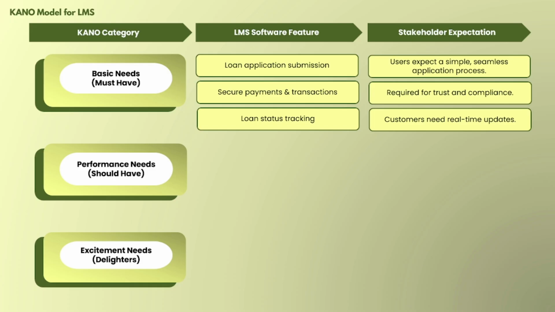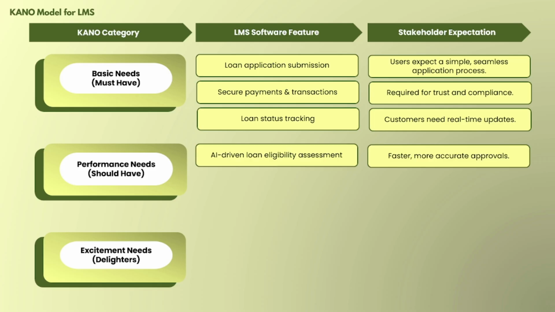Then loan status tracking. This is another important feature which comes under the umbrella of must have, where customers need real-time updates about their loan. So these are the stakeholder expectations for loan status tracking. If we consider our loan management system, these three features should be there for developing the software.